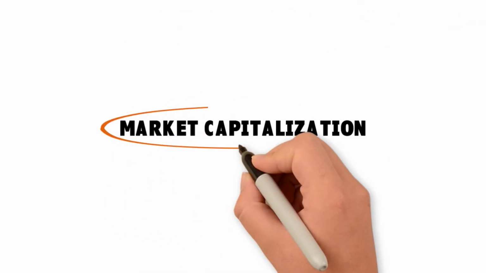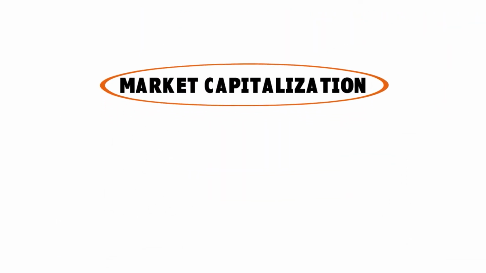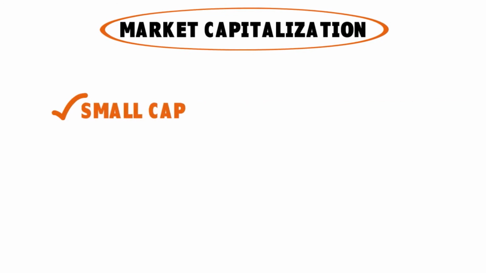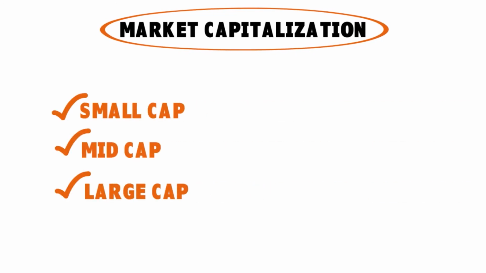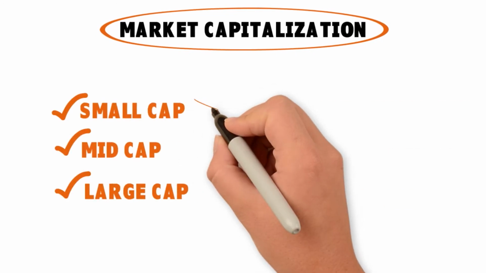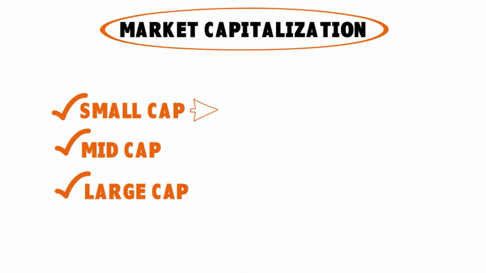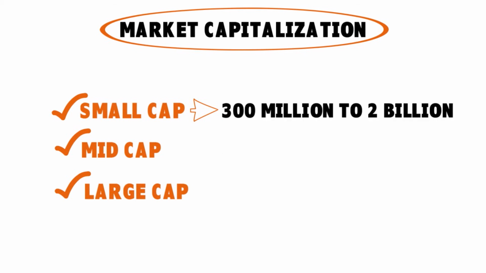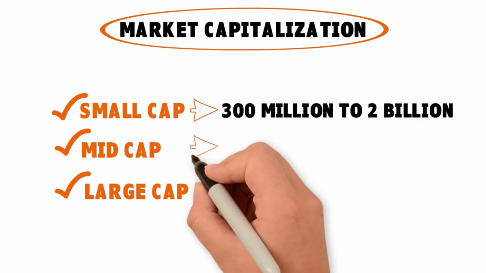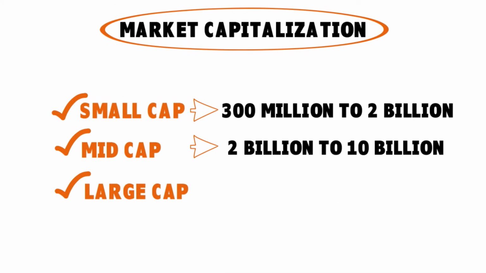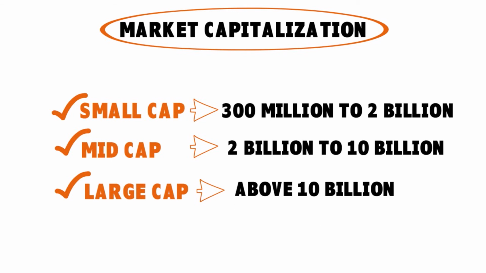When I talk about market capitalization, you have to understand that sometimes you hear the terms small cap, mid cap, and large cap. Small cap means that a company has a market capitalization that ranges between 300 million and 2 billion. Mid cap means the company's market capitalization ranges from 2 billion to 10 billion, and anything above 10 billion in terms of market capitalization, that's called a large cap or blue chip, if you will.